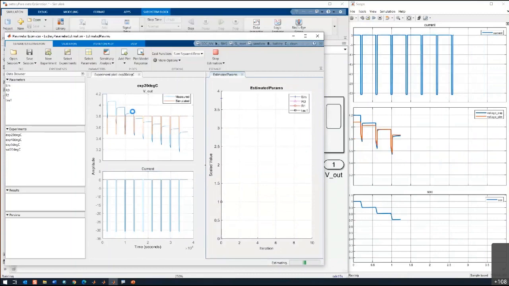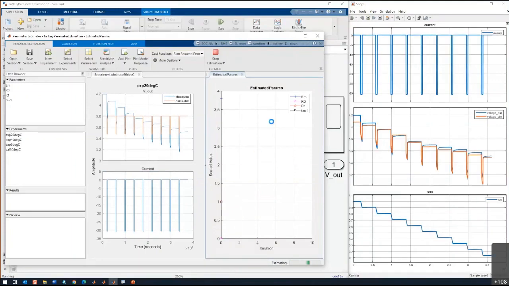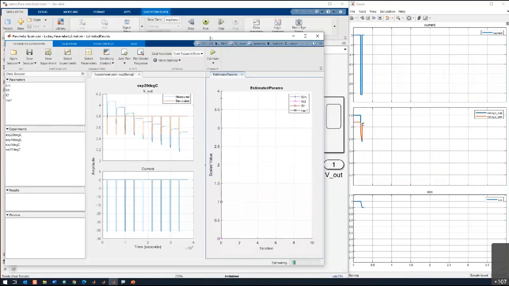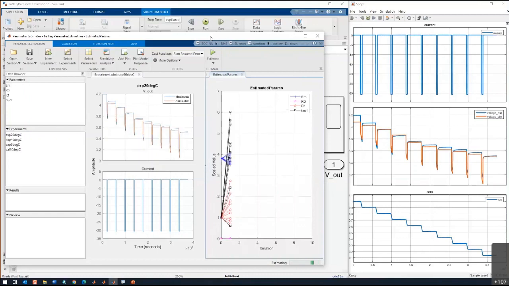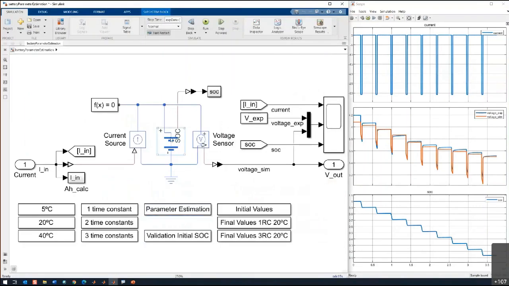And what actually is happening here is that the dynamic response of this equivalent circuit is a little more complicated than a single time constant. So here's the first iteration finished. You can see that it improved the fit quite a bit, but we're not there yet. So now that that happened, I'm going to interrupt this, and I am going to manually load the final parameter values for the single time constant case.